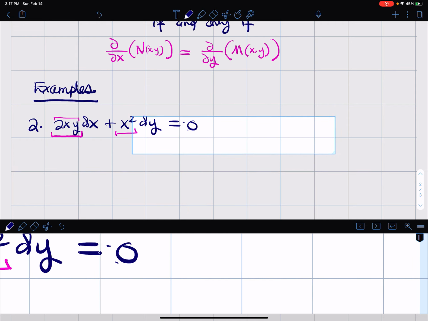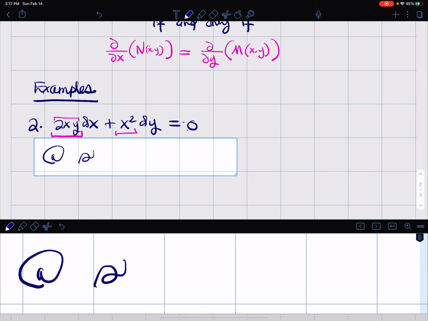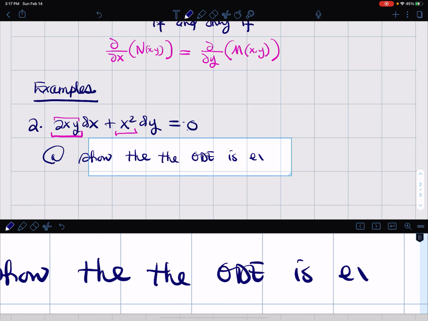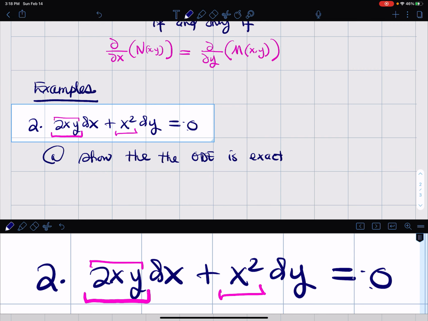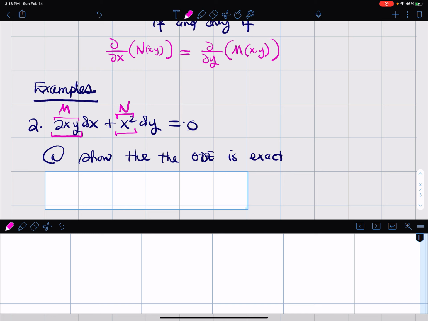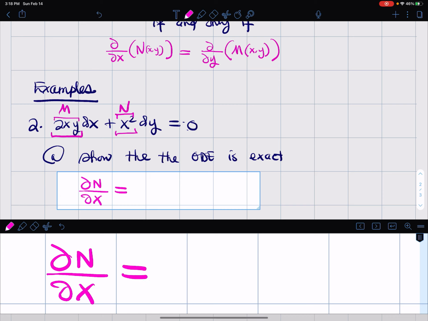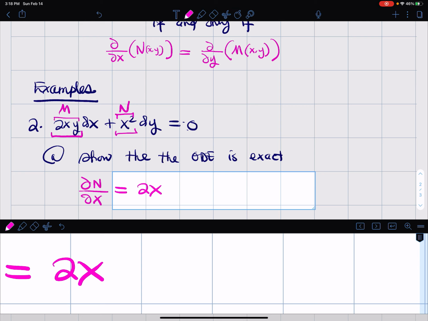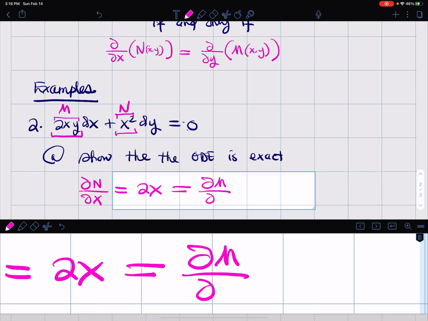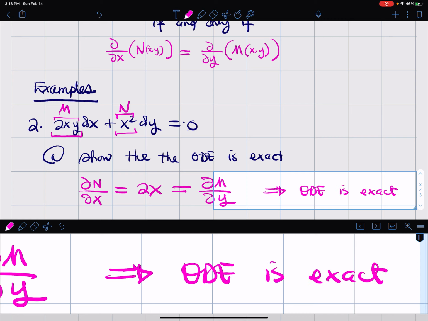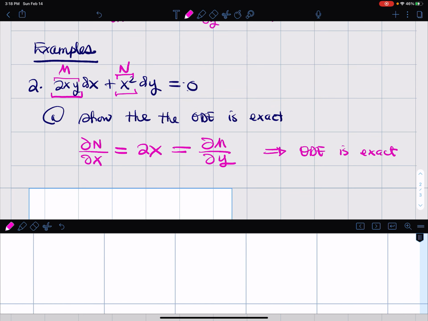Okay. So we have this equation. The first thing is to show that the ODE is exact. This is our M. This is our N. I got rid of all the pinks, now I'm going to introduce them again. So we just have to show that dN/dx is 2x, and that it's equal to dM/dy, which is also 2x. Therefore, the ODE is exact. So showing exact is very easy. We can do that in our sleep.